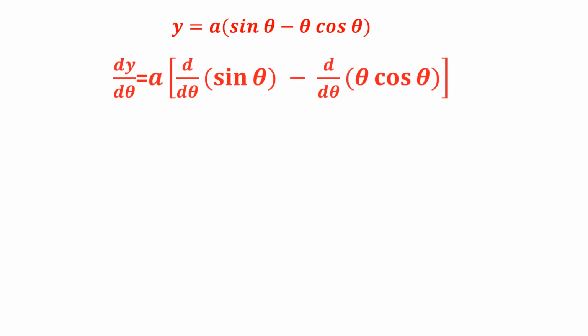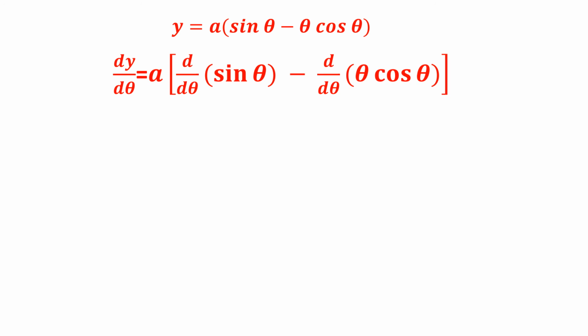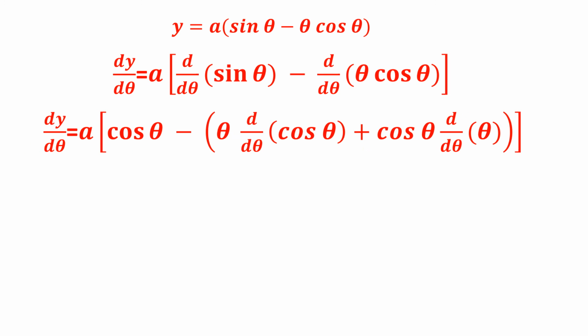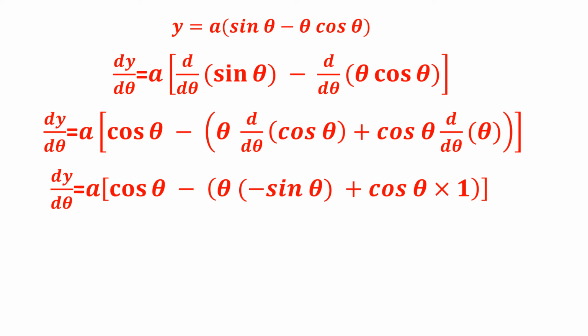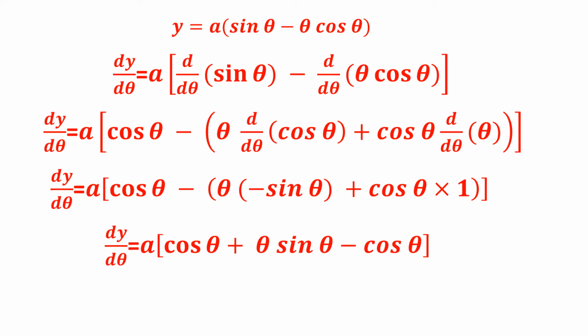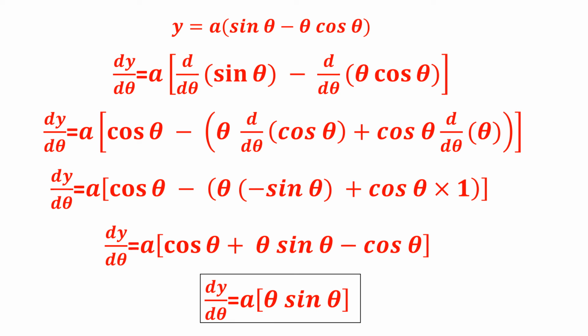y is given. Let us try to differentiate. Differentiation of the first minus differentiation of the second. First one is direct, we got cos theta. But for the second one, use the product rule. Keep theta, differentiate cos, keep cos, differentiate theta. For the differentiation of cos, it is minus sign. Differentiation of theta is 1. So you got cos theta plus theta sin theta minus cos theta. With cos theta getting cancelled, you got a into theta plus sin theta.